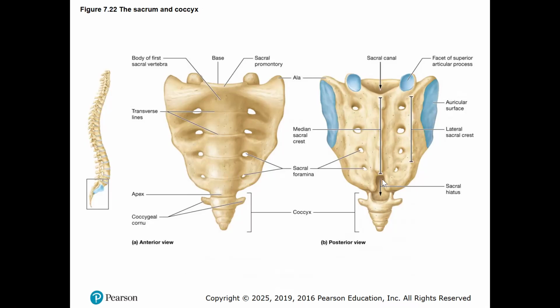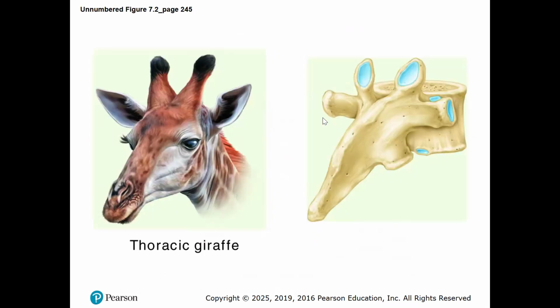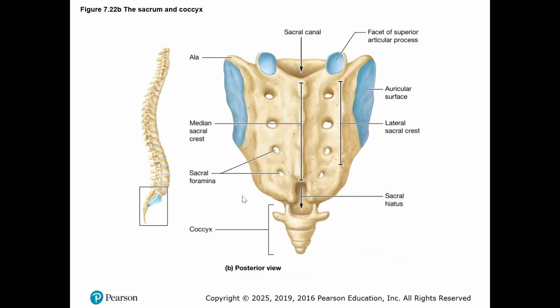So you see an anterior view and a posterior view here. And you see the auricular surface here where it's going to articulate with the coxal or hip bone. And then lastly, you have your coccyx here, which is generally four vertebrae. Usually it's about four. And there again, it's going to be completely fused together by about age 25.